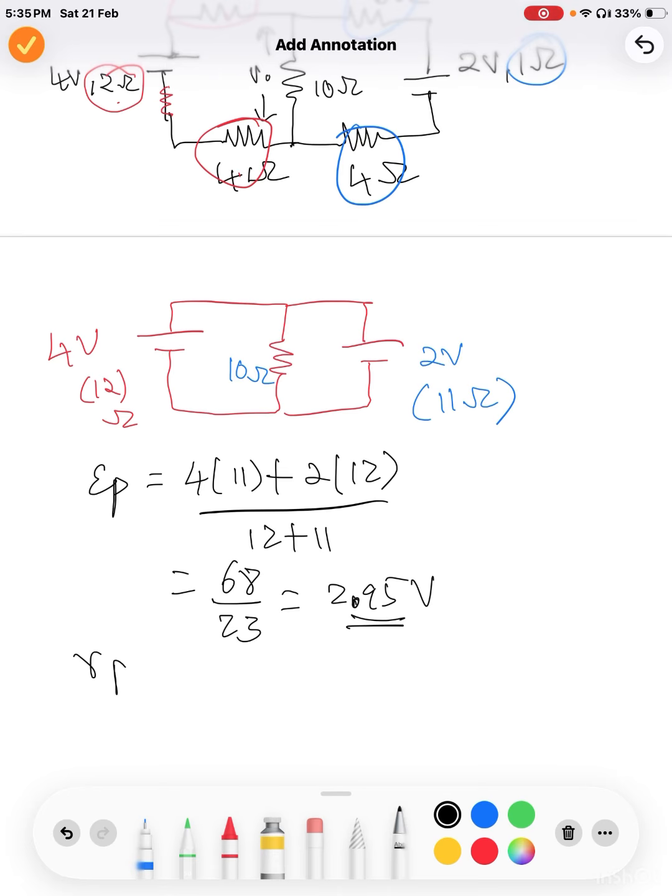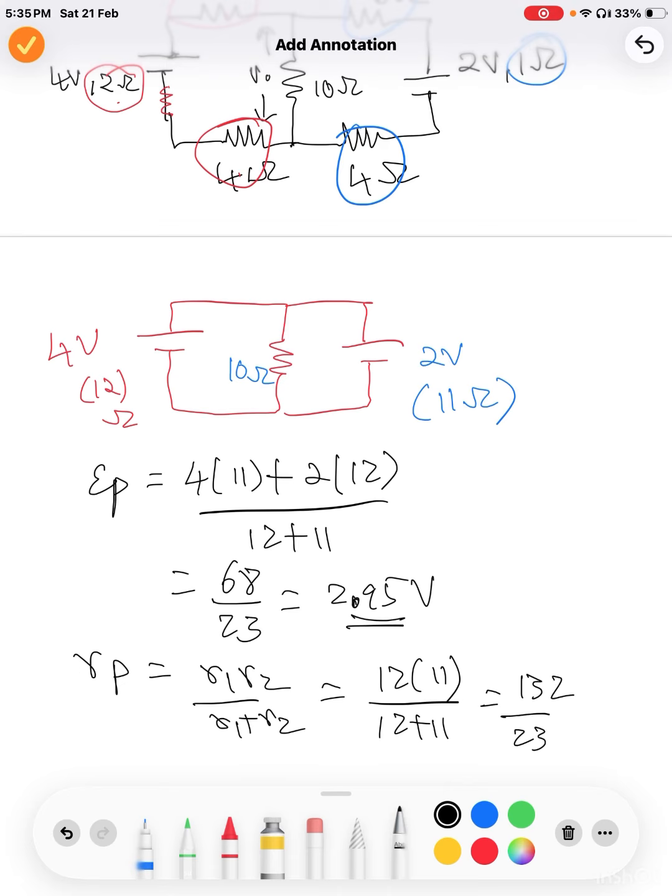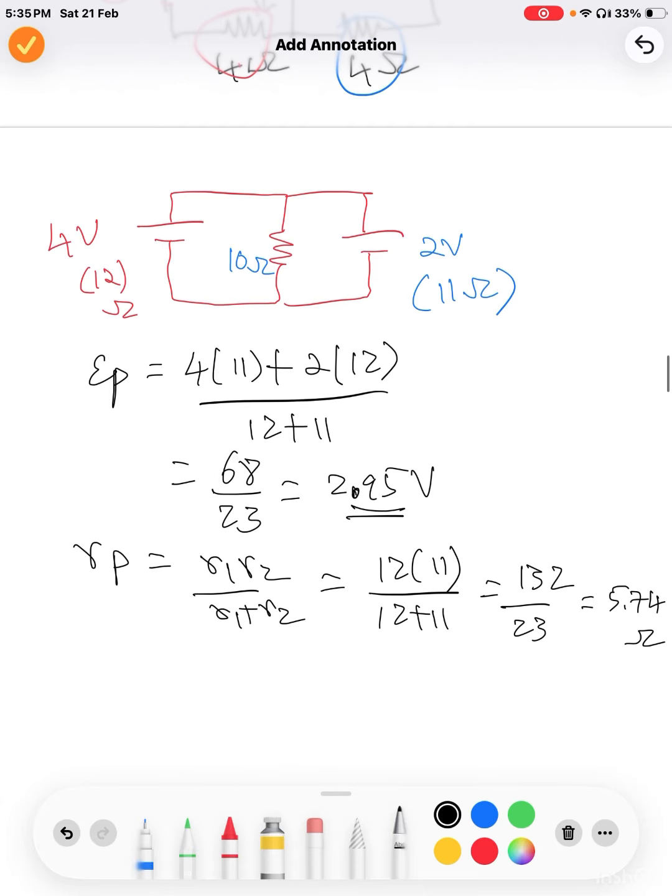So we have to find the RP value. What is the RP value then? It's R1 into R2 by R1 plus R2. So what is the R1 value? We understand 12, and R2 value is 11, and 12 plus 11. So that becomes 132 by 23. 132 by 23 is approximately equal to 5.74 ohms. This is the internal resistance value, and there is the EP value.